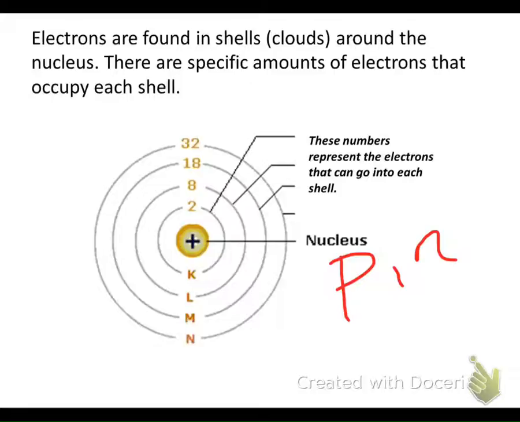This is called the Bohr model, and the first shell holds 2 electrons, the second shell holds 8, and the third shell holds 18. While you see the fourth shell does hold 32, we won't deal with that until you get to Honors Chem next year. So these are the numbers that you need to know of the maximum amount of electrons that can be in each shell: 2, 8, and 18.